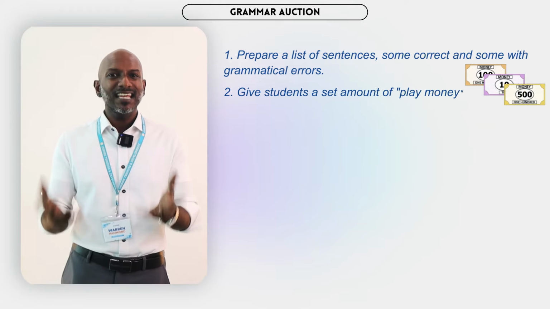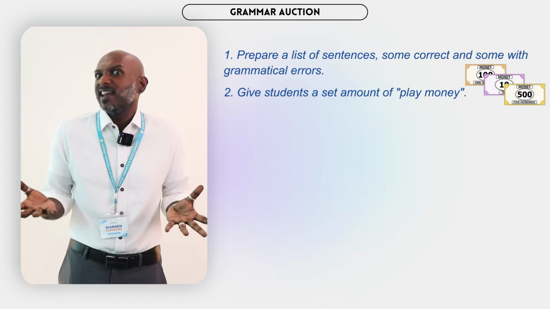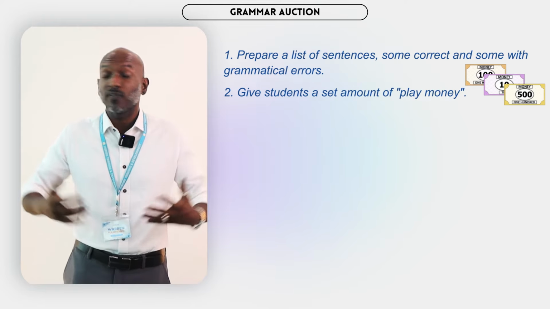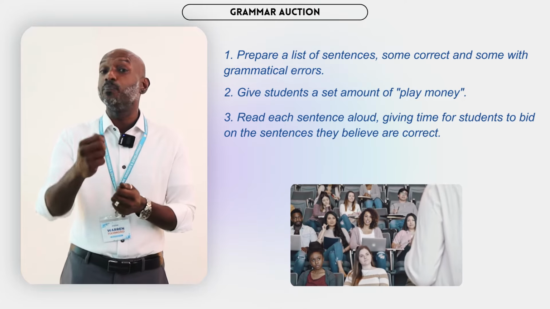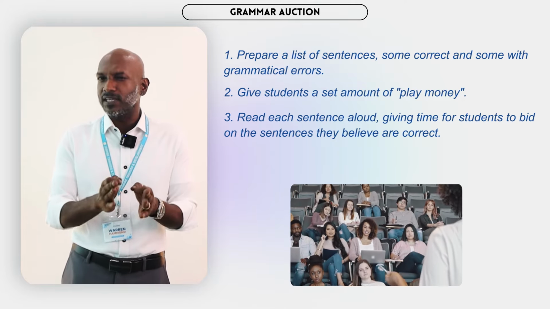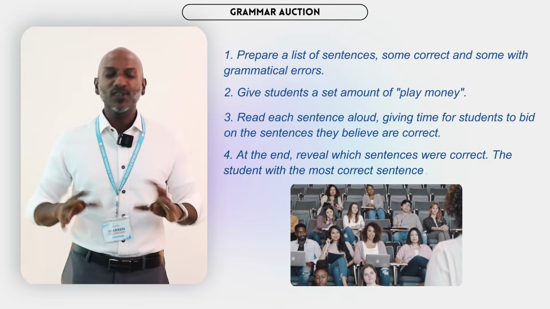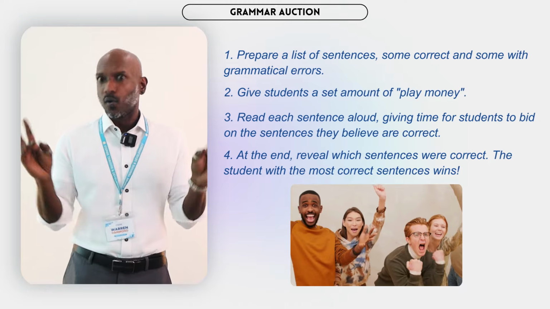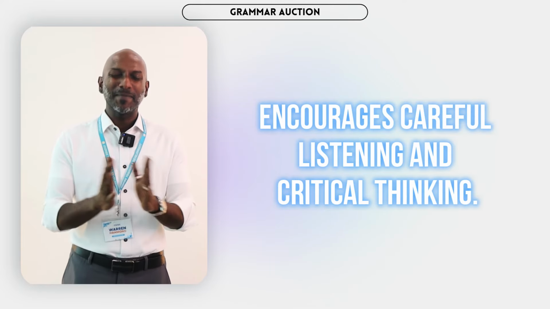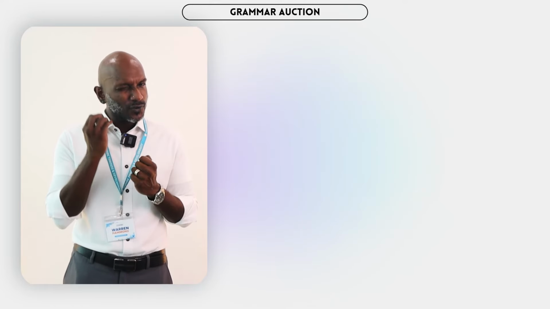2, give students a set amount of play money. You can use anything you like, toothpicks, marbles, or fake money. 3, read each sentence aloud, giving time for students to bid on the sentences that they believe are correct. 4, at the end, reveal which sentences were correct, and the student with the most correct sentences or fake money wins. This game encourages careful listening and critical thinking.